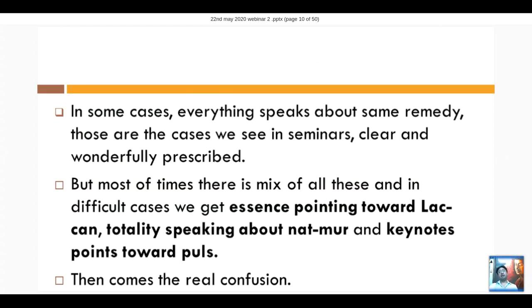In some cases, everything speaks about the same remedy. Those are the cases we see in seminars, clear and wonderfully prescribed. But most of the time, there is a mix of these. For example, we have an essence pointing toward Lac caninum. Then we put some rubrics. Then the totality comes, which is speaking about Natrum muriaticum. And then there are the keynotes which are pointing to Pulsatilla. Then comes the real confusion. Which to prescribe? What information do we have to trust in that case?